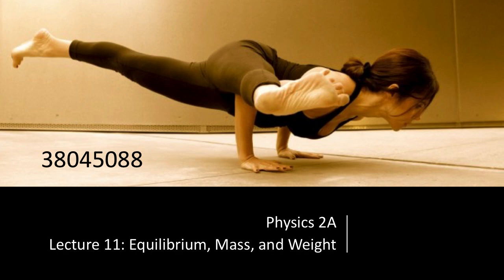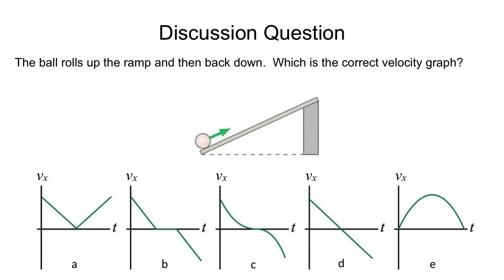There were some questions that we talked about, discussion questions, that I think now you really know, but I can now test them because Learning Catalytics is working. So let's just start with really basic stuff. This is a review from the last two lectures, but here's the idea. A ball rolls up the ramp and then back down. Which is the correct velocity graph?